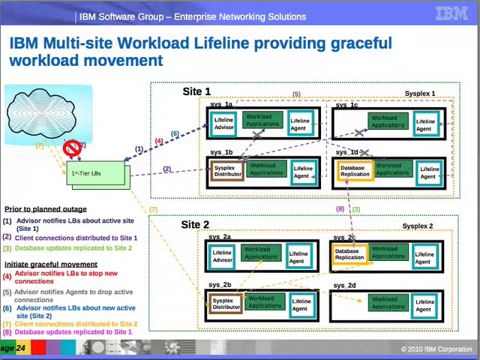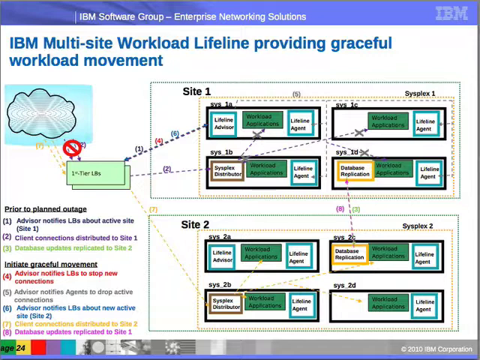The key thing here is that from a client perspective, they might have had a little bit of delay. They might have had a temporary timeout when they tried to access a site. But eventually that will come through, and they'll be able to go through to the second site, where the data is the exact same replica of Site 1. And finally, database replication now goes the opposite direction.